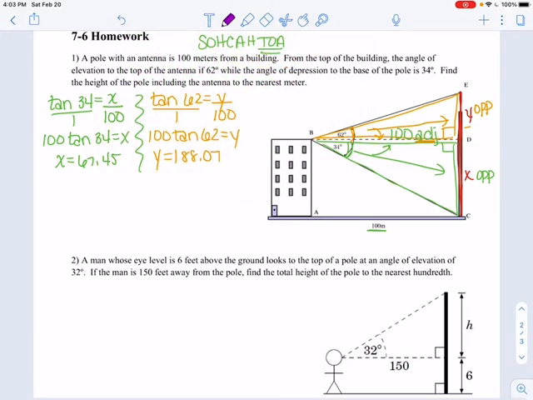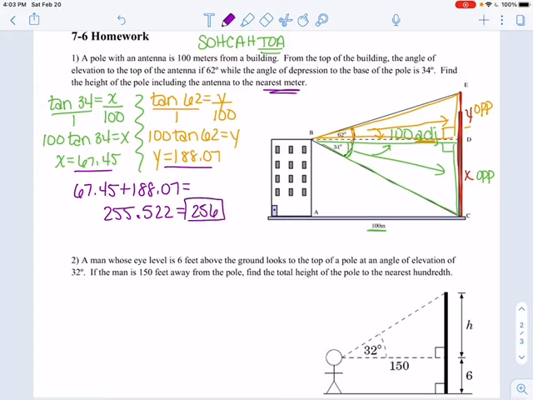So now the last step here to find that total distance of the building, I just need to add those two numbers together. So if you do 67.45 plus 188.07, you're going to end up with an answer of 255.522. So that to the nearest meter now is going to be 256. So that whole height of that flagpole with that antenna is 256 meters.